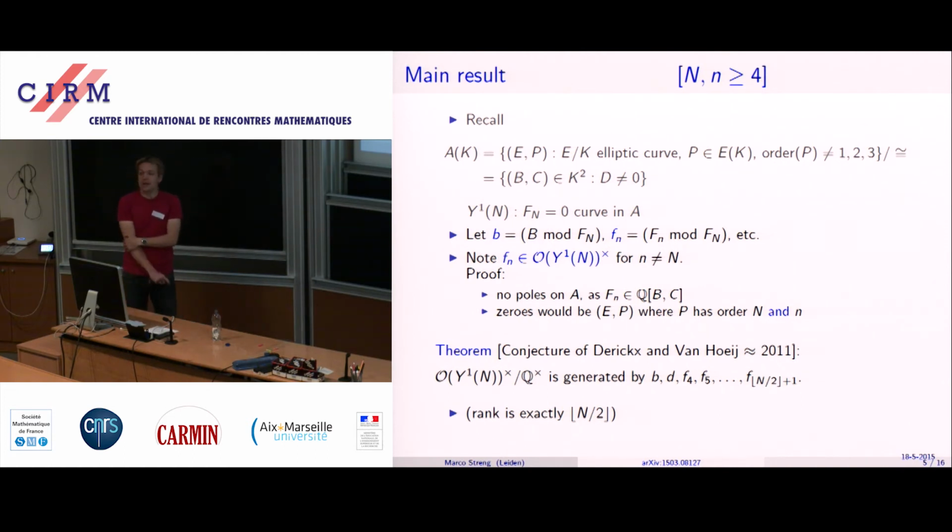Now here are N over 2, rounded down, functions, and I'm saying that this group is generated by them. Well, actually, it's known that the rank of this group is exactly that number. So it's really freely generated by these functions. So it's really a basis of the set of functions, which I found very strange. You have this infinite set of functions, and you just take the first few, and it generates the whole group.